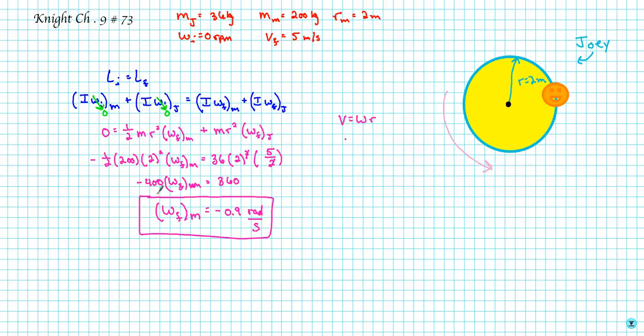Now, it seems odd that we would have a negative angular velocity, but if you think about it, it makes sense. We need angular momentum to be conserved, and if we start with 0 before Joey starts to run, we need to have 0 angular momentum after Joey starts to run. So if Joey's running at 5 meters per second in one direction, we need the merry-go-round to rotate in the opposite direction to counteract his angular momentum so that the total system is still 0. So if he's positive, whatever that ends up being, the merry-go-round needs to have a negative to balance out his angular momentum.